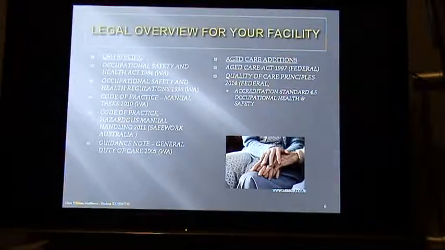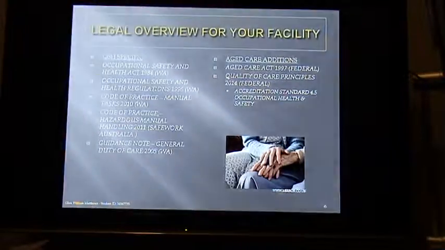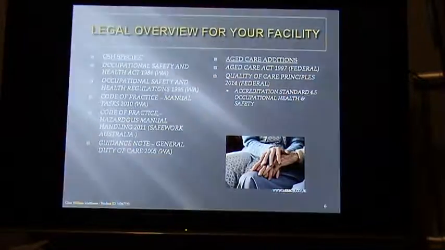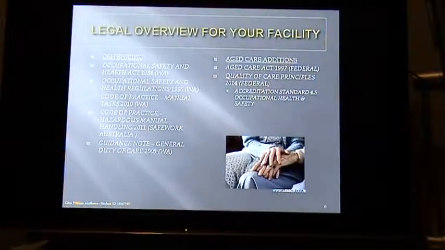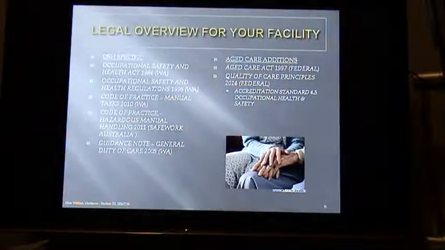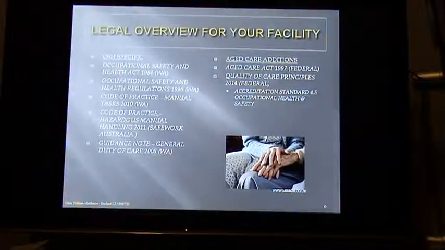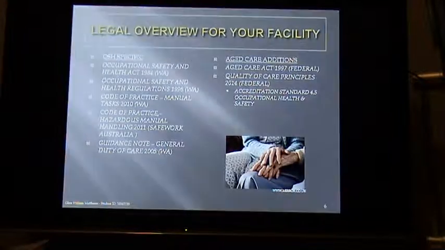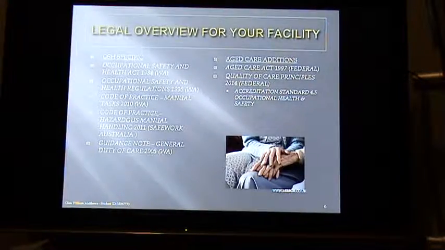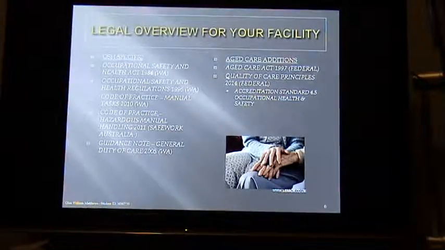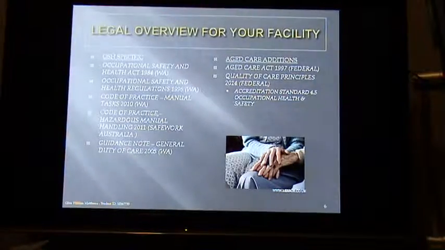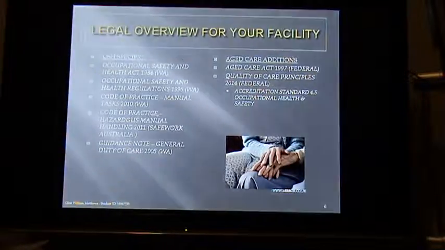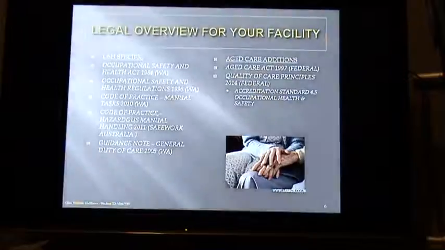Underneath that are Quality of Care Principles, which is a new document this year, 2014, again Australia-wide. And that covers accreditation standards, and in particular accreditation standard 4.5 refers specifically to occupational health and safety, and that, as it refers back to the Aged Care Act 1997, is a document that you need to be aware of and you need to act on, so that you are complying with that Aged Care Act.